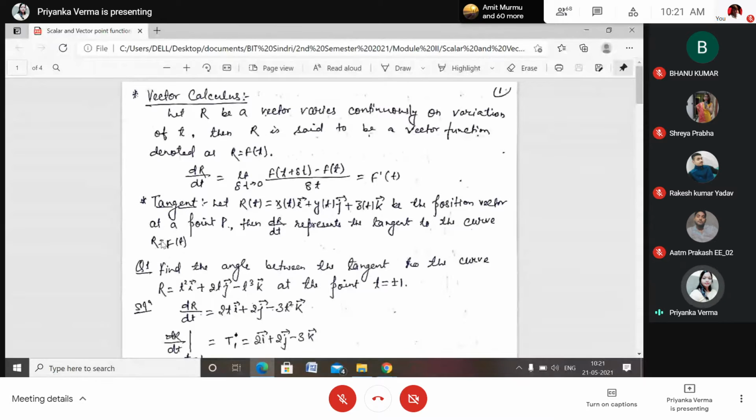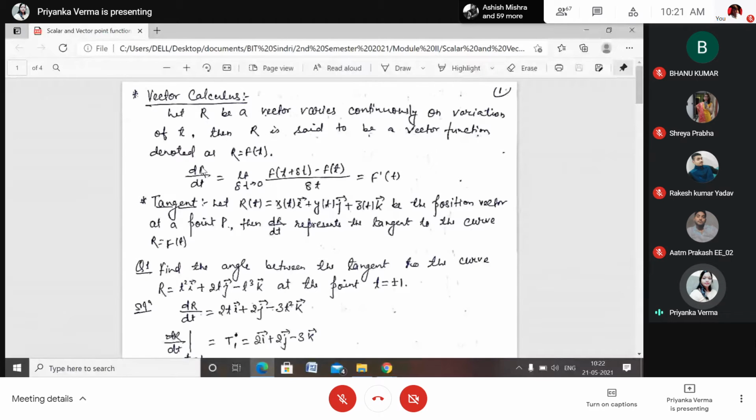Again, if r equal to f(t) represents a curve in space, then dr by dt represents the tangent to the curve in space. So this is one thing. Second, suppose r represents the displacement of the position of a particle moving with time, then dr by dt will represent the velocity of that particle, and d2r by dt square will represent the acceleration of that particle. So this is another application.